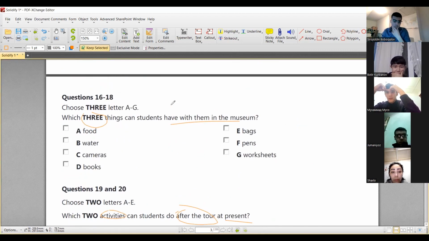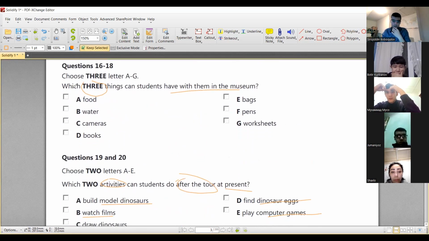Okay, the first question was: three things can students have with them in the museum? Is it food, water, cameras, books? Now listen and answer questions 16 to 20. I'll wait for your answers.